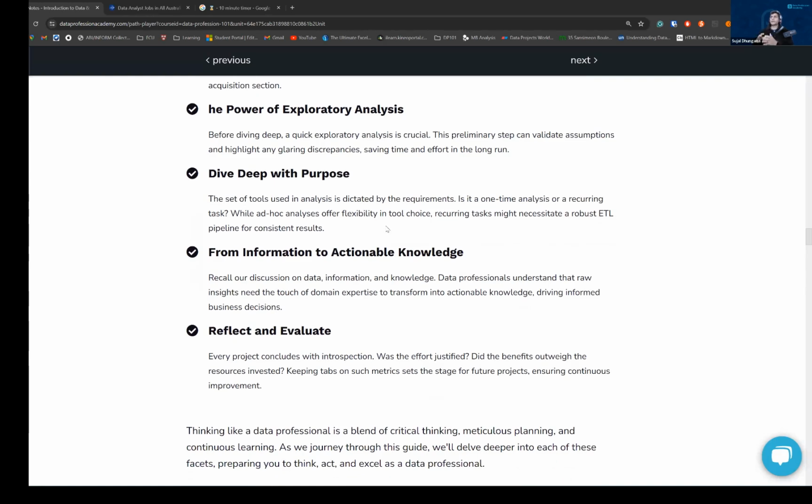And dive deep with purpose. When you do that deep dive analysis, you have to have a purpose in mind, because otherwise it can take forever. If you don't have an end goal, analysis can go on and on. You try to do this thing, it doesn't work. You try another thing. You try to combine more things. So keep that final purpose in mind.